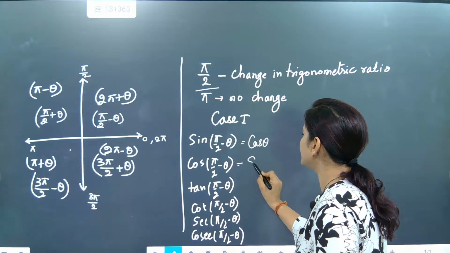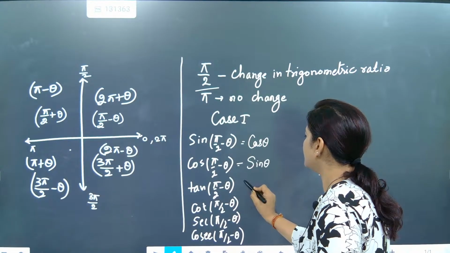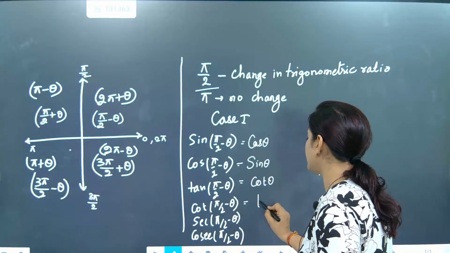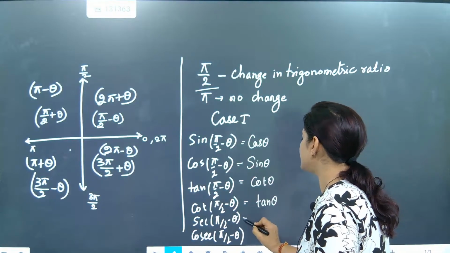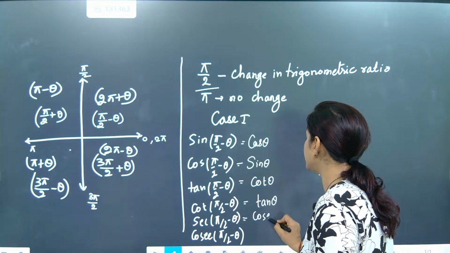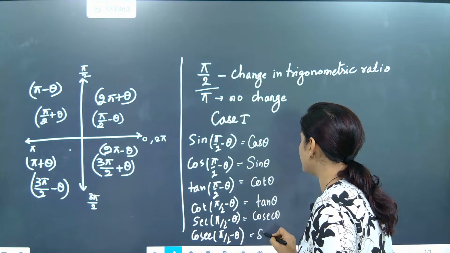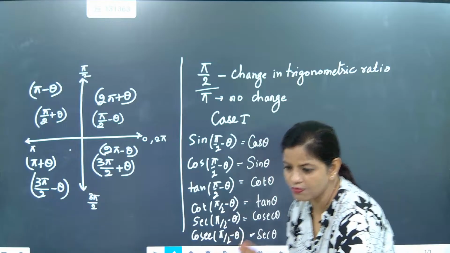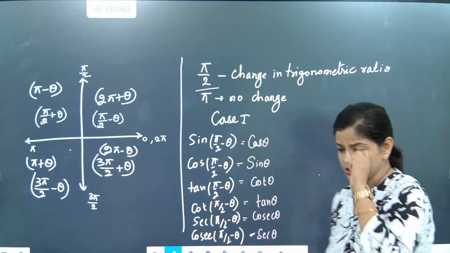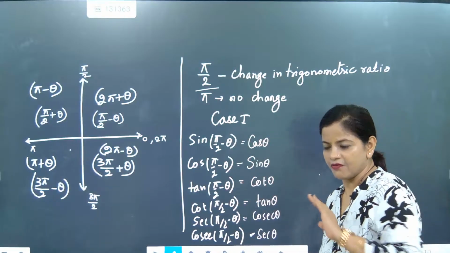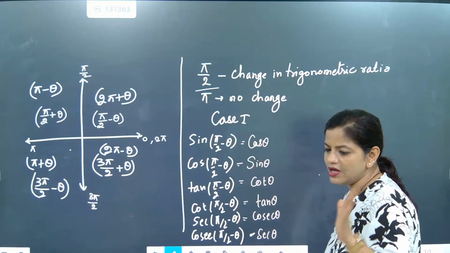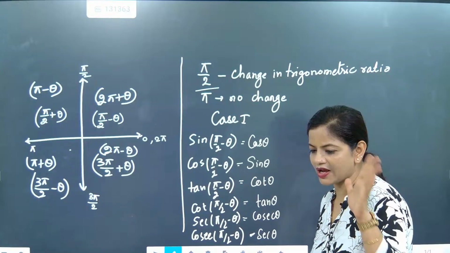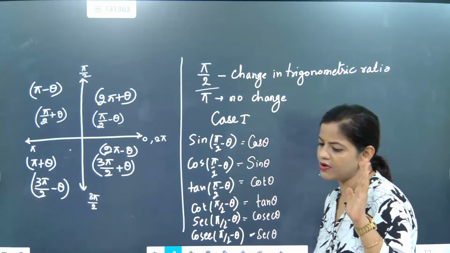Okay, now cos will get converted into sine theta, tan will get converted into cot theta, cot theta will get converted into tan theta, secant theta will get converted into cosecant theta, and cosecant theta will get converted into secant theta. There is no minus and plus. Remember this, children. Here we are not going to keep anything. Only one thing, that is plus. First quadrant, everything. So there is no fear of minus and plus here. Understood? Just remember plus only.